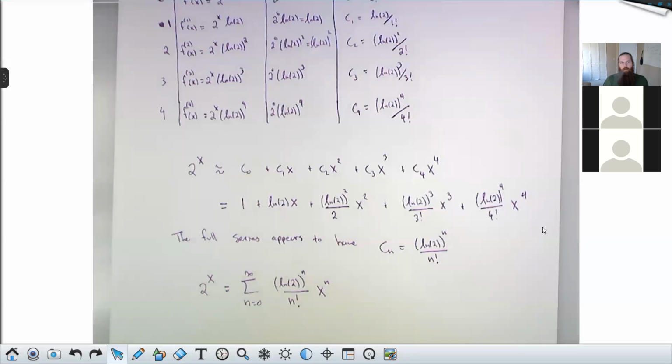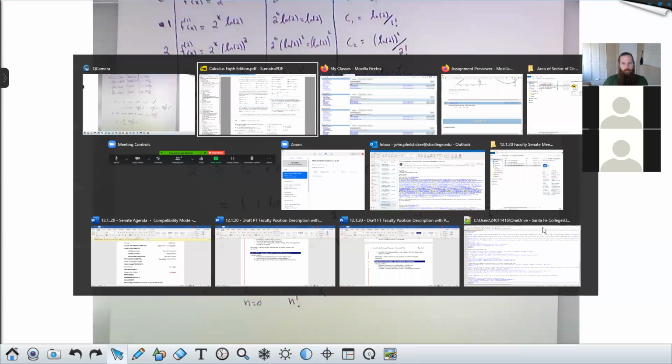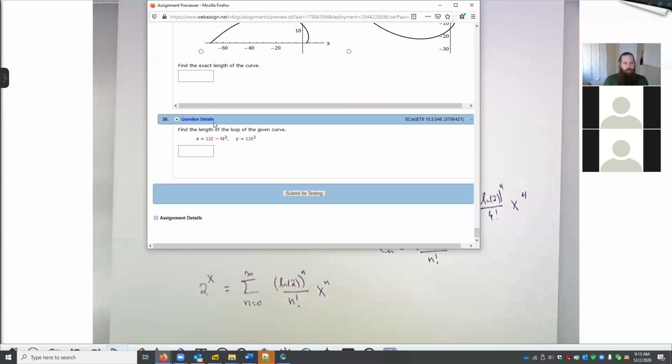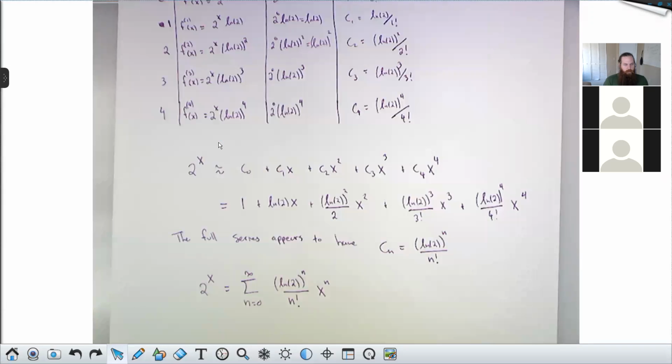Okay. So I think that leaves time for us to go back to homework 13 and look at number 20 that one wanted to see. That's this one. Find the length of the loop of the curve here. All right, let's take a look at this curve. I'm going to plot this curve in Desmos. 12t minus 4t cubed, that's x.